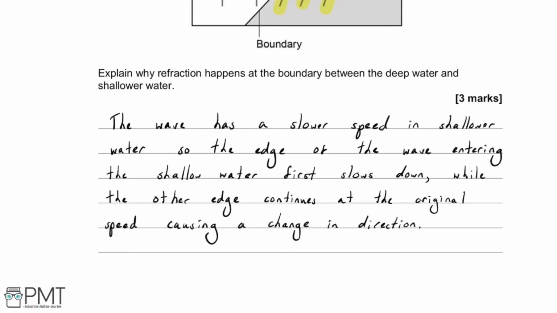And this is a 3-mark question. Your 3 marks are coming from: the wave has a slower speed in shallow water, so the edge of the wave entering the shallow water first slows down, while the other edge continues at the original speed. And the causing a change in direction doesn't actually matter in terms of the marks, but it's just good to put that in just in case.